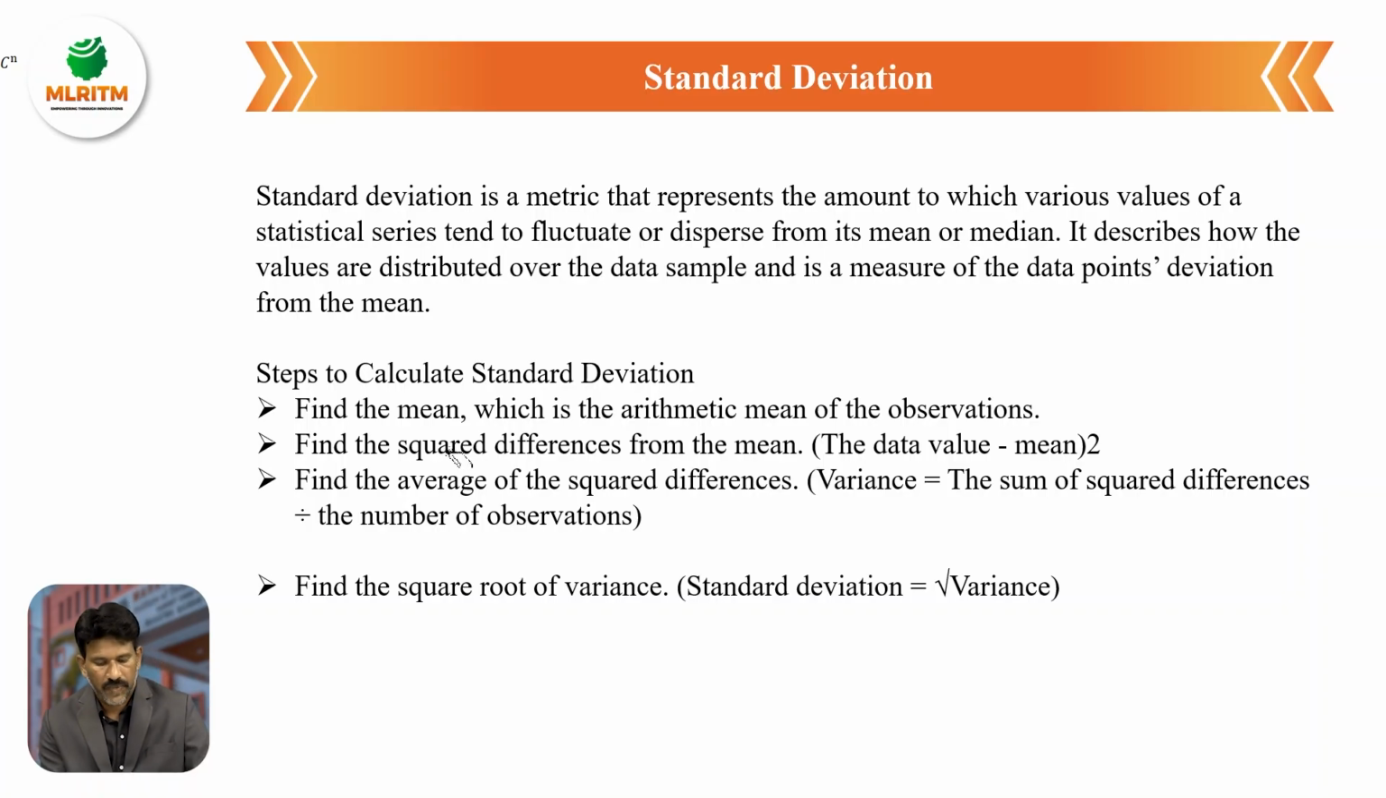Then we'll see the steps to calculate the standard deviation, SD. First you have to find the mean, the arithmetic mean of the observations. Same as the previous concept, in the variance also we have to find the mean. After that we perform the subtraction, taking the squared difference from the mean, that is, the data value minus the mean, squared. Then find the average of the squared differences, that is, the variance, equal to the sum of the squared differences divided by the number of observations. Then finally find the square root of the variance, and you will get the standard deviation value.